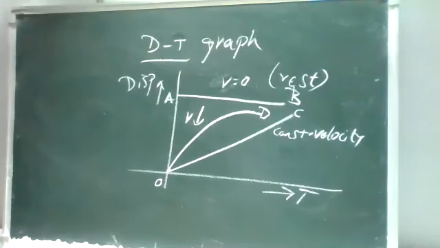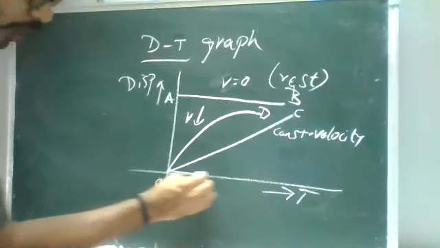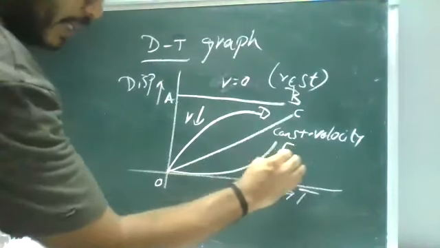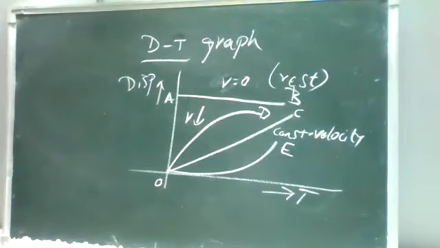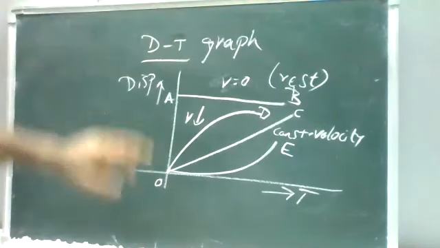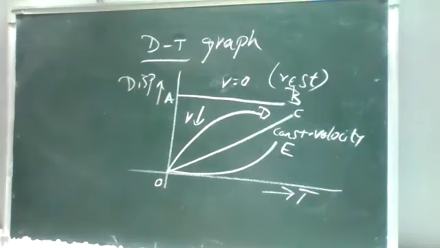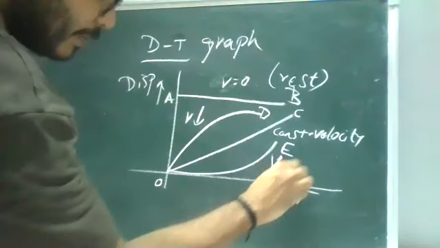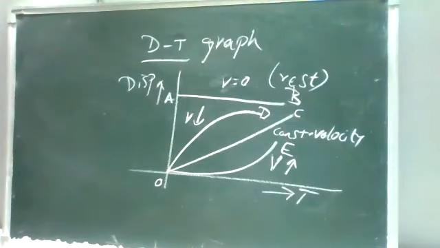Fourth point: if the graph obtained is a curve from O to E whose slope increases with time, then the velocity is increasing. Velocity increases, so the motion is accelerated. Okay, right.